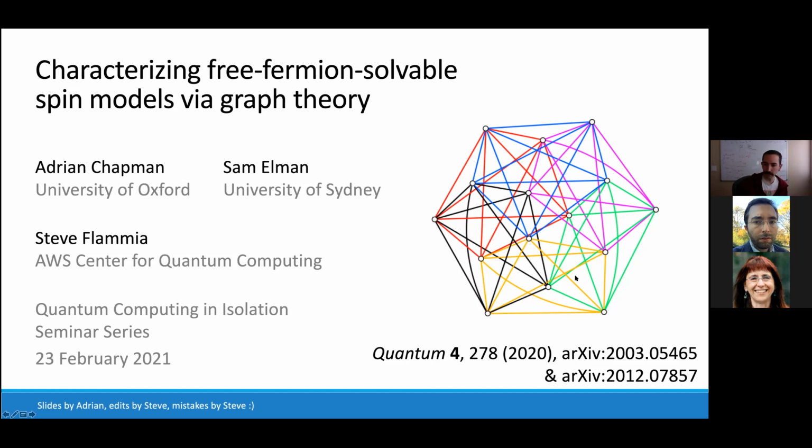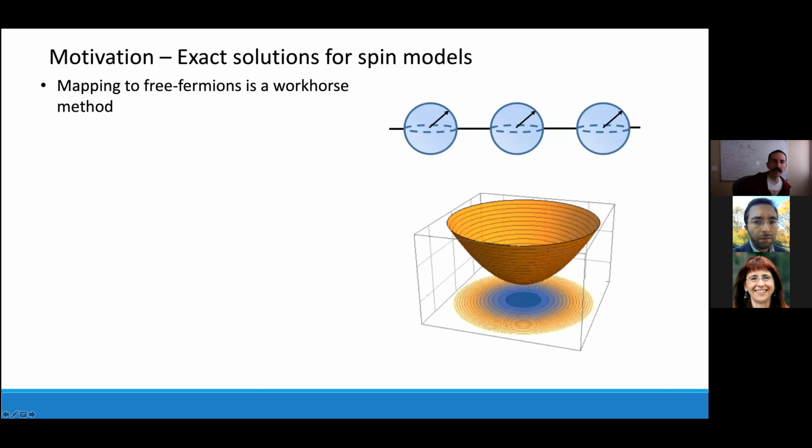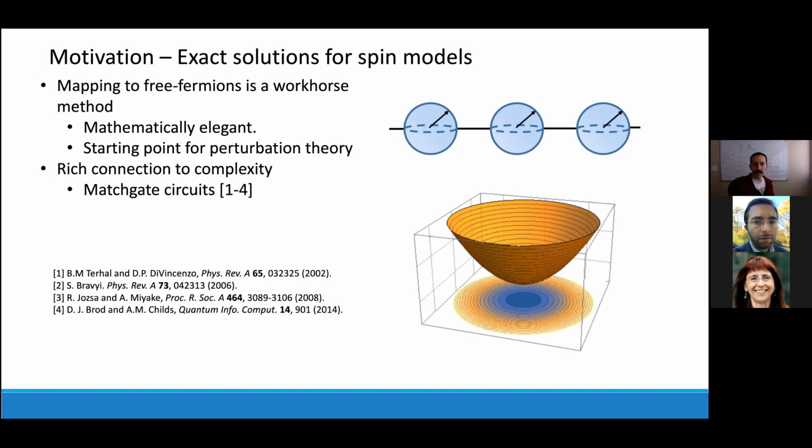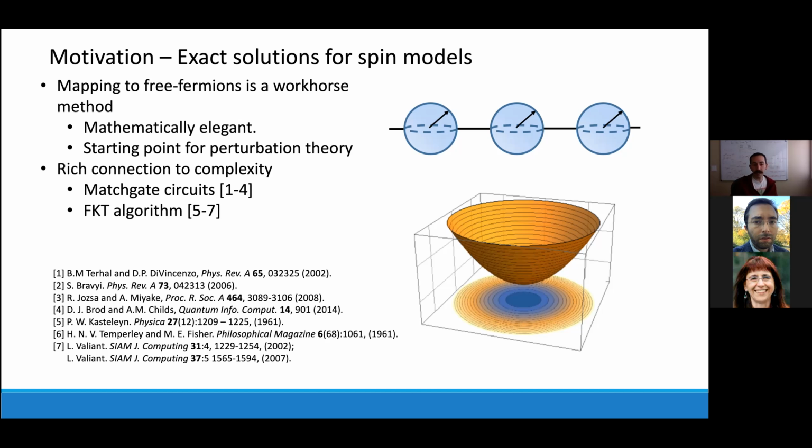Okay, so what's the motivation for studying exactly solvable spin models? Mapping to free fermions is just a general workhorse method. First of all, it's mathematically elegant. It can also be a starting point for doing perturbation theory. From a more quantum computing side, there's a rich connection to complexity theory. So for example, matchgate circuits, which have been studied by many authors, this is a highly incomplete list, have a deep connection to free fermions.